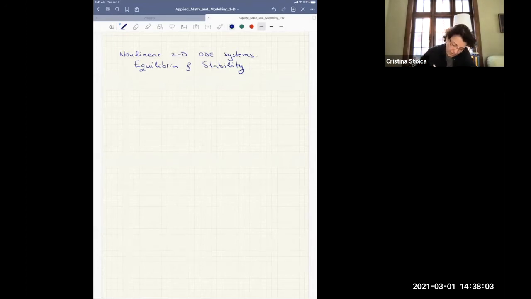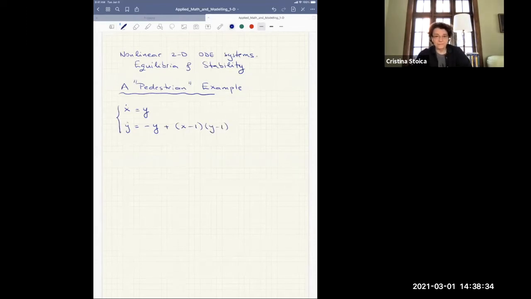So here is an example. So let's call it a pedestrian, meaning very down to earth, example. Okay. So here, let's study the equilibria. Find the equilibria and classify their stability for the following system. So there you go. Here is this system. So this is an ODE system. So we have to find the equilibria and stability.